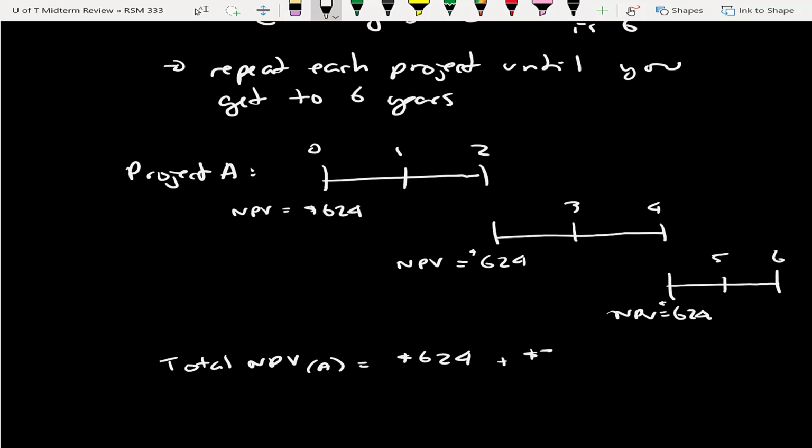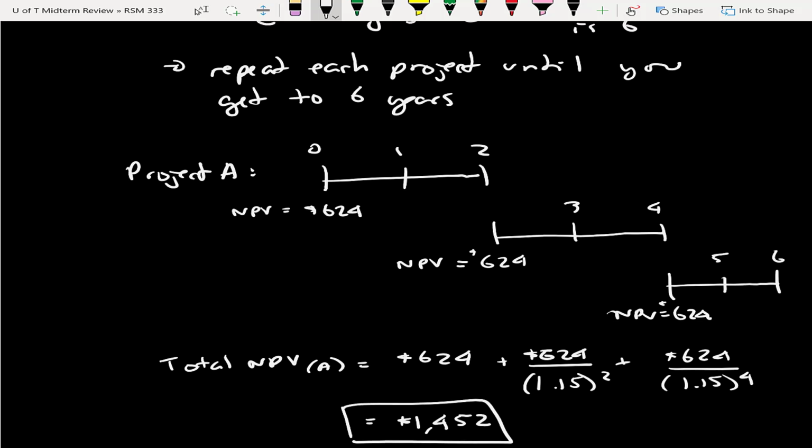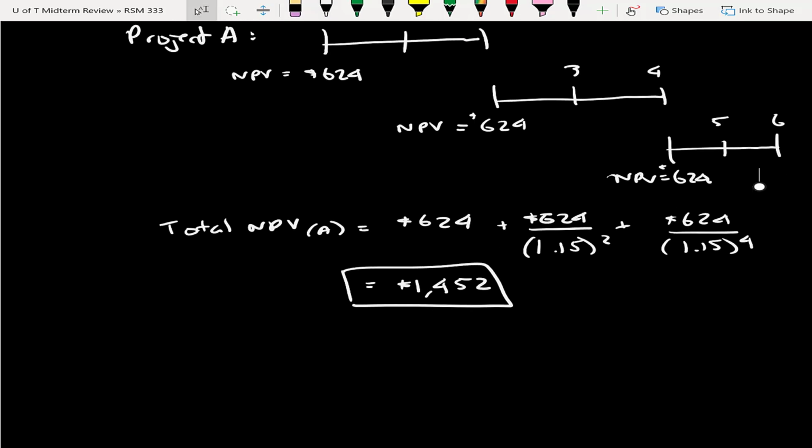The second one, it occurs in 2 years. So it's divided by 1.15 because the discount rate is given as 15% to the power of 2. And then the third one is the 624 divided by 1.15 to the power of 4. And we get a total value of 1452. So that is the present value of the net present value of project A if you did it 3 times in a row. Now for C, we only need to do it twice in a row to get to 6 years because it's a 3-year project.